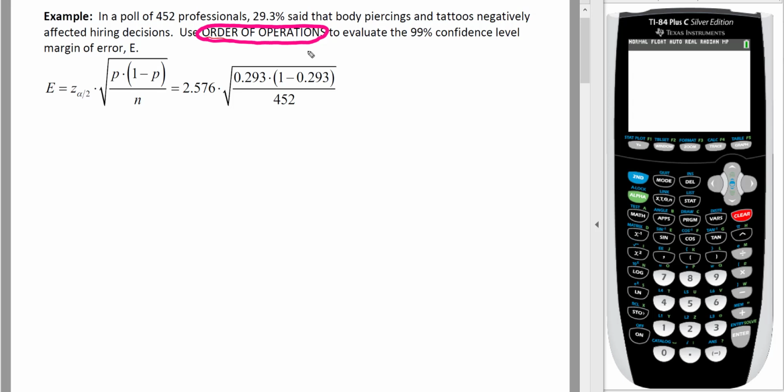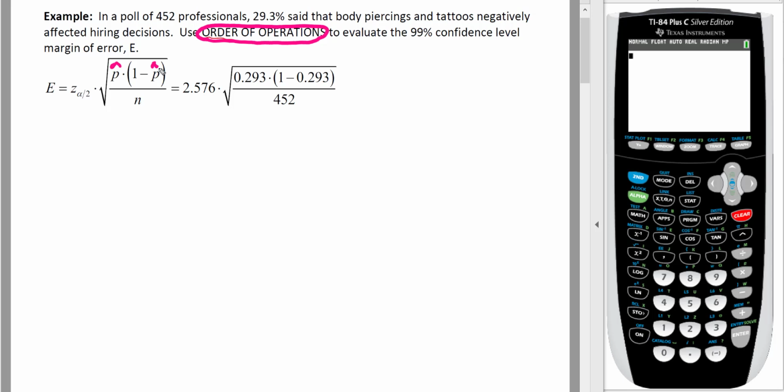E is equal to z sub alpha over 2 times the square root of p hat times 1 minus p hat, all divided by n, which is equal to, the z-score for this is 2.576 times the square root of p hat, 0.293, times 1 minus 0.293, divided by the sample size of 452.